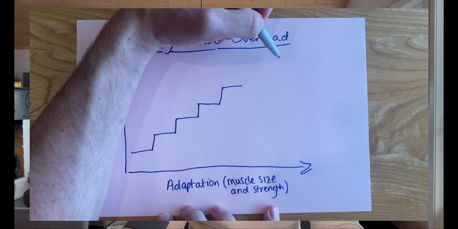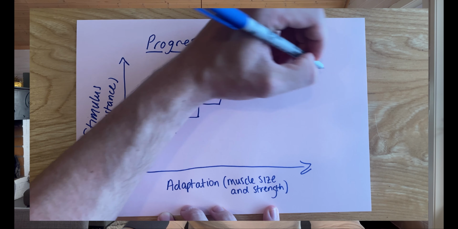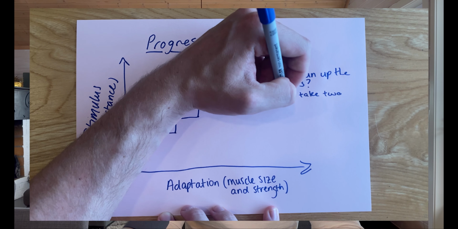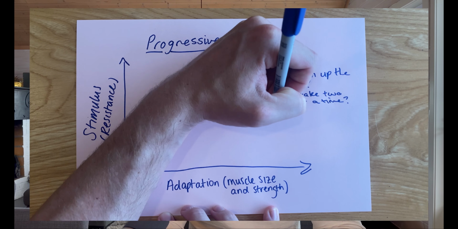Okay, fair enough, but it's 2023. Do we have to follow this approach for progressive overload? Is there not a quicker or easier alternative? Question 1. Can we run up the stairs?